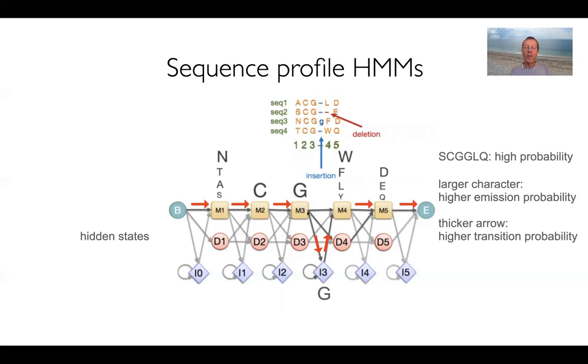But now we have an alternative, because the transition probability from M3 to I3, to the insert state, is also pretty high. And that is because of this observed insertion here, right?